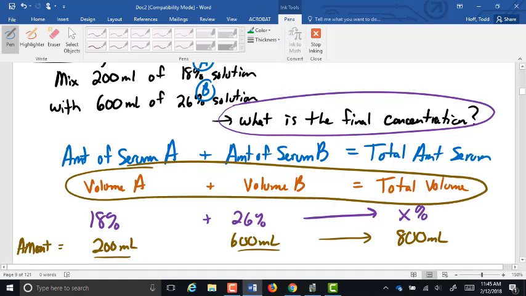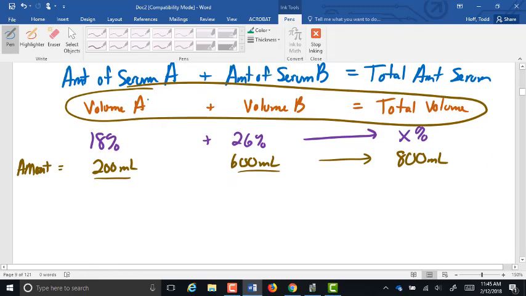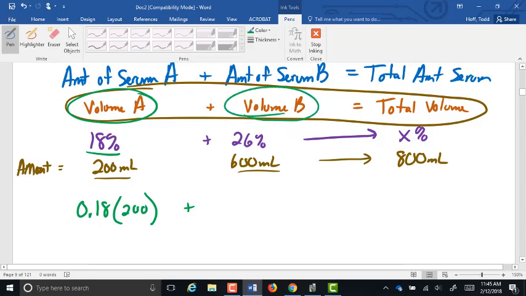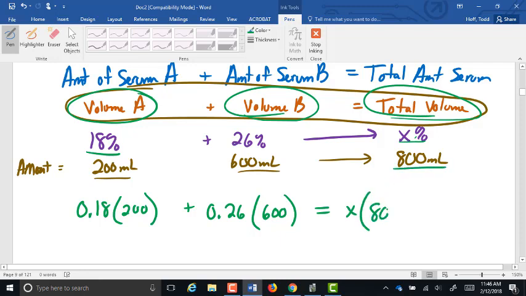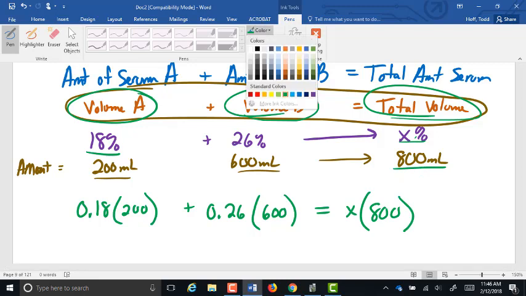So now from that, we're going to create an equation. The amount of serum, the medication in solution A, is going to be its concentration, 18% will be 0.18 times its volume of 200 milliliters, plus the amount of serum in solution B is going to be its concentration, 0.26 for the 26%, times its volume of 600 milliliters. And that has to equal the amount of serum in our final solution, which has a concentration of X. So that's X times its volume, which will be 800 milliliters. And now we can use this equation to solve.